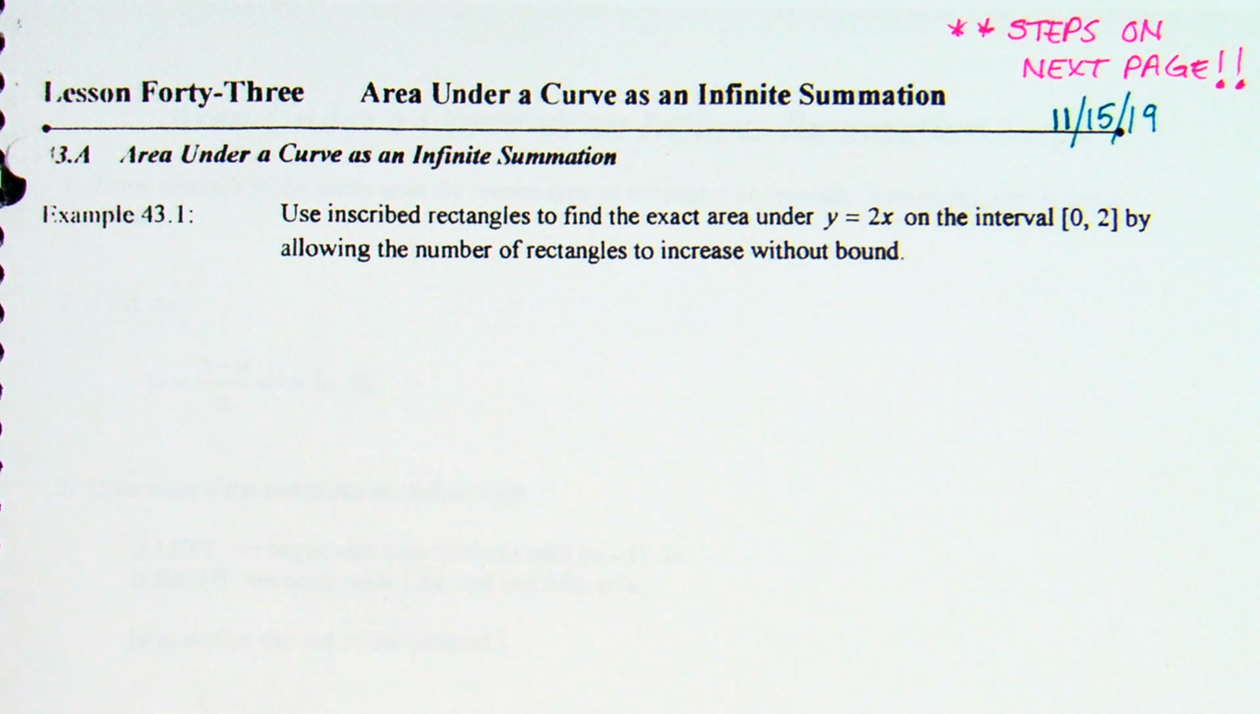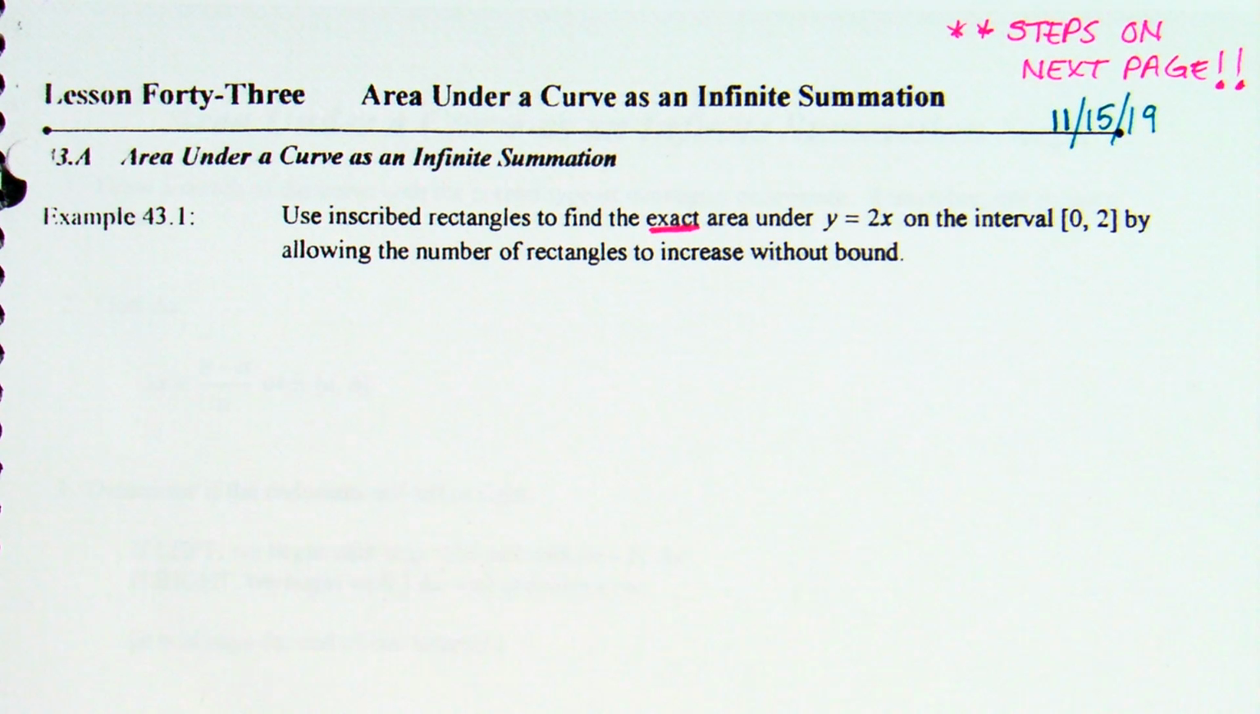So let's look at example 1. It says to use inscribed rectangles to find the exact area. So notice it used the word exact. Under y equals 2x on the interval 0 to 2 by allowing the number of rectangles to increase without bound. Meaning there's an infinite number of rectangles. And as there's an infinite number of rectangles, the rectangles are getting smaller and smaller, and they're fitting more precisely under the curve. That's the idea of how this works.